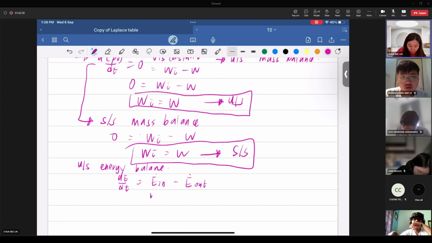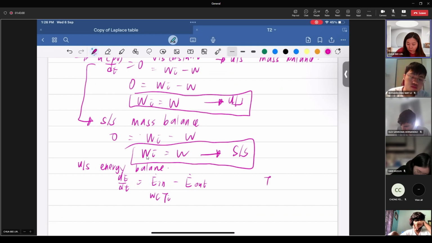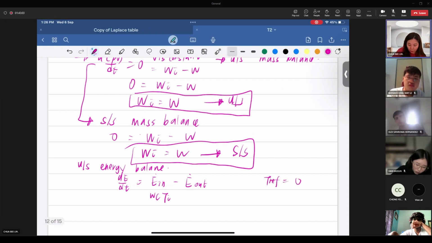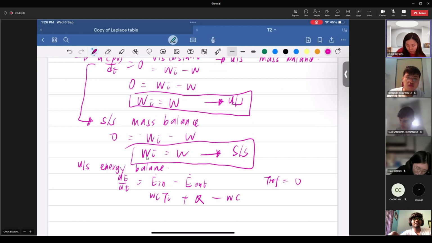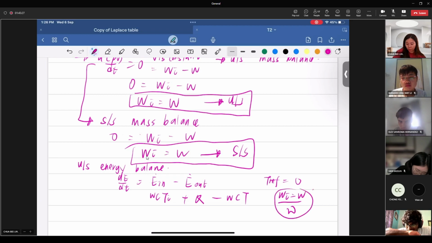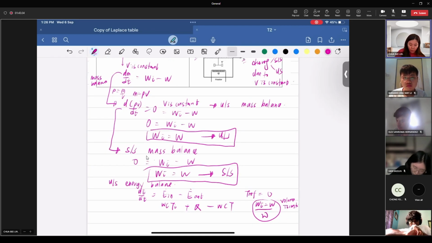So one contributed by WC Ti, assuming T ref equivalent to 0, then plus the Q minus the WC, then the exit temperature T. Since Wi equals W, I standardize everything with W, because the volume is constant. I'm using W for the mass rate. So this is your dE/dt.